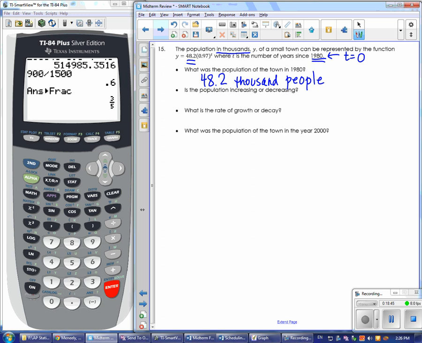Is the population increasing or decreasing? Well, this is where you look at your ratio, or your base. That base is 0.97. What that means is every year the population is 97% what it used to be. So does that mean it's getting bigger or getting smaller? If I take 97% of something, I'm not taking all of it. That means that the quantity is decreasing. By what rate is it decreasing? If 97% of the population is left, that means it's decreasing by a rate of 3%.